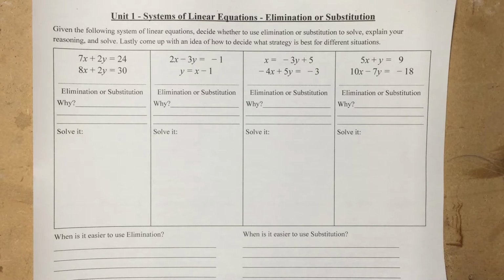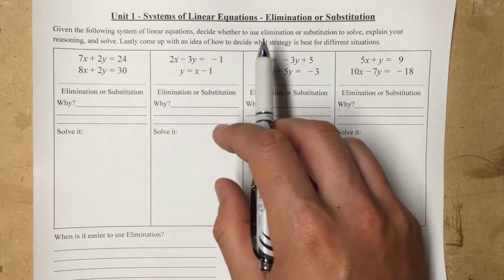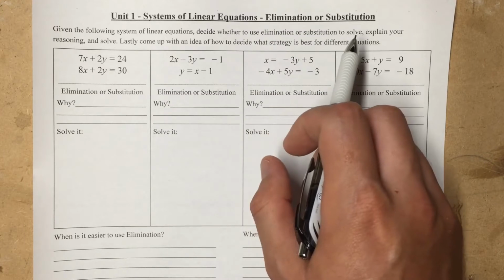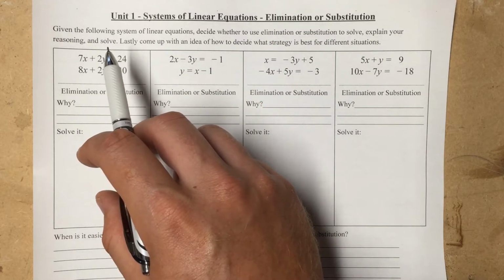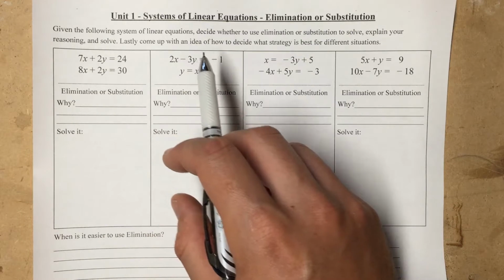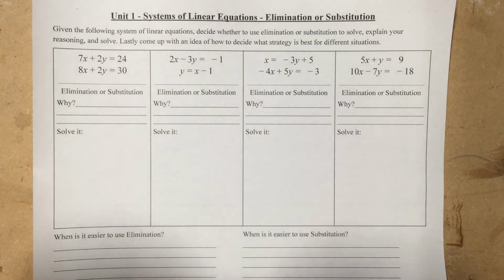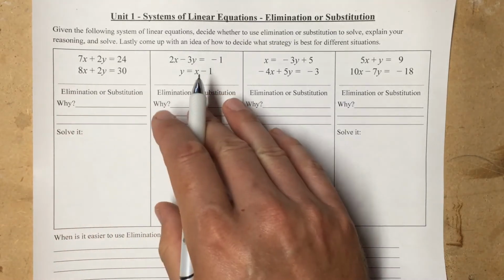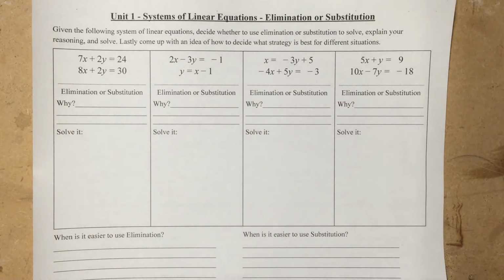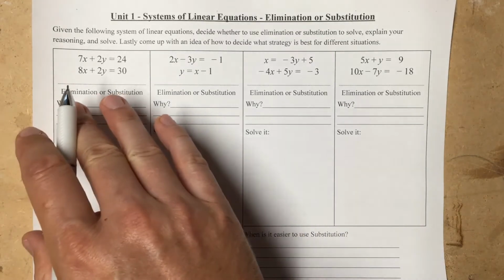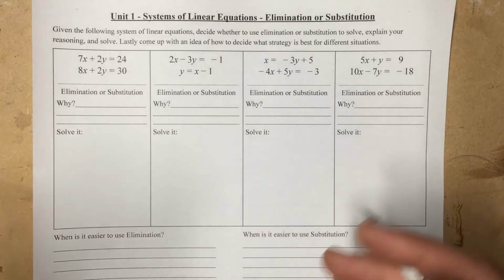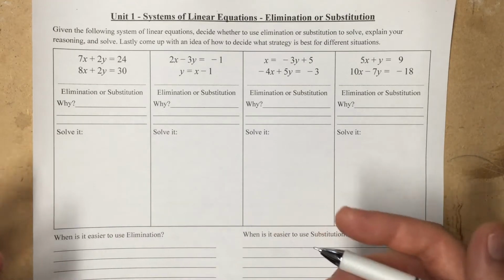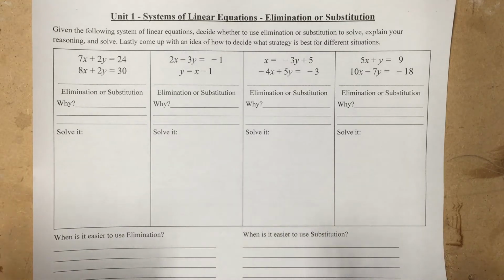Given the following system of linear equations, decide whether to use elimination or substitution to solve, explain your reasoning, and solve. Lastly, come up with an idea of how to decide which strategy is best for different situations. All right, so I have 4 examples here. And just to let you know, 2 of them will be easier with elimination, 2 of them will be easier with substitution. But just by looking at them, we don't really know until you think about it.